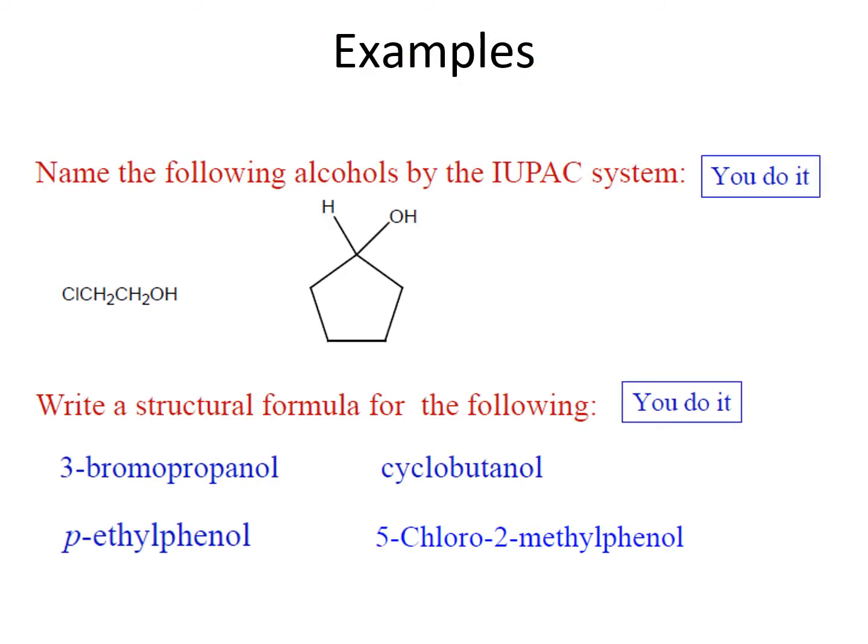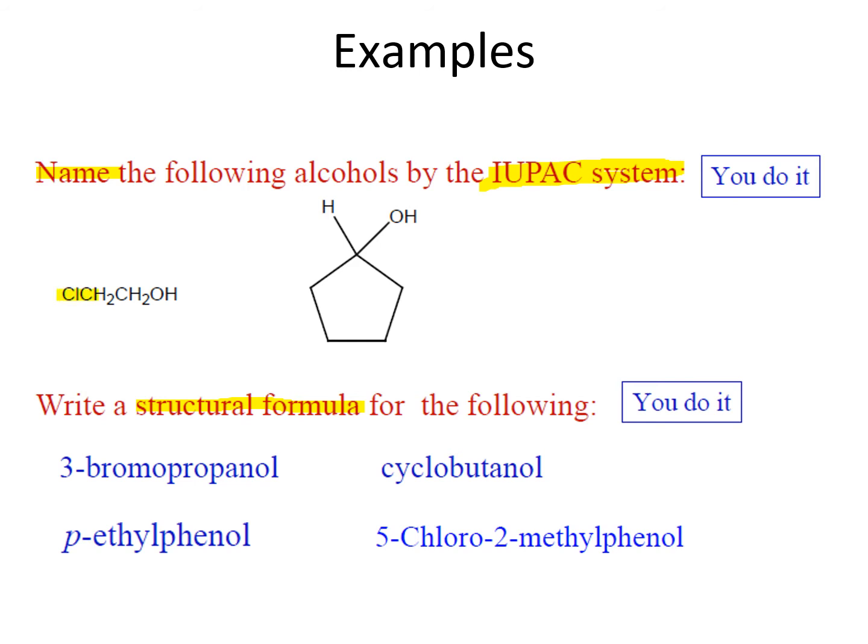Next up, we have a few examples. In the first part, you have to name these molecules or these alcohols by the IUPAC system. So these are a few examples that you got to do by yourself. Second one, you have to write the structural formula. So make the structural formula for these compounds. So I will go through a couple of these.